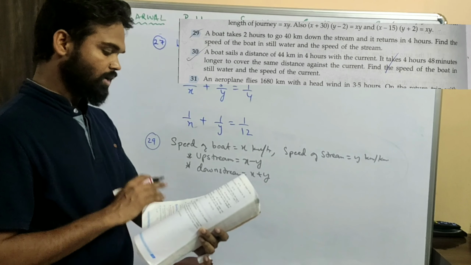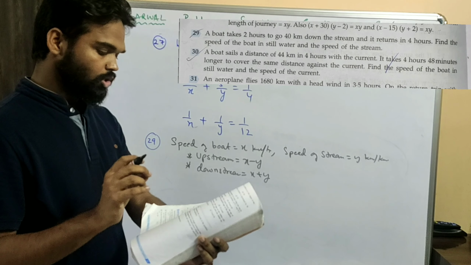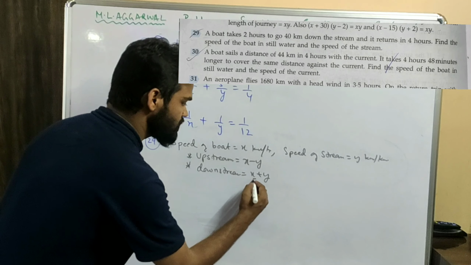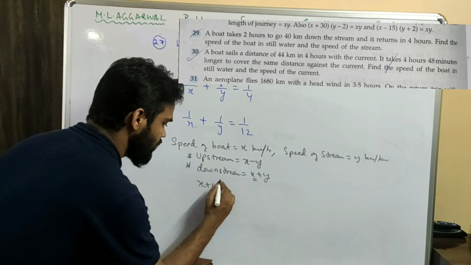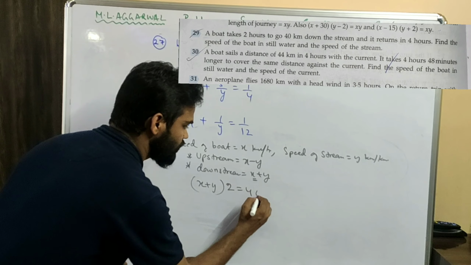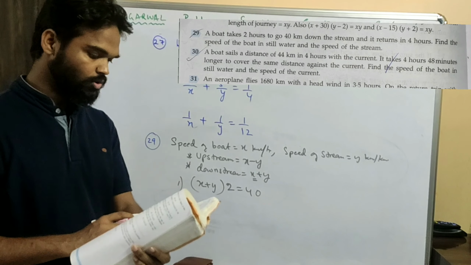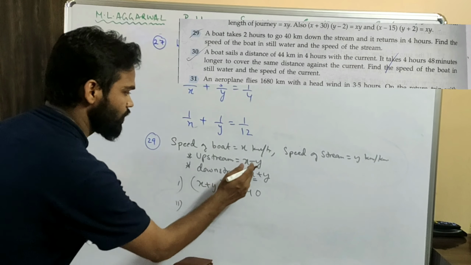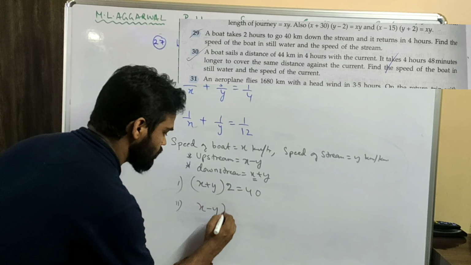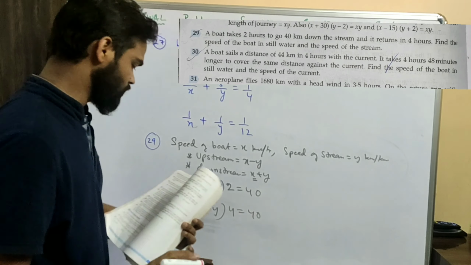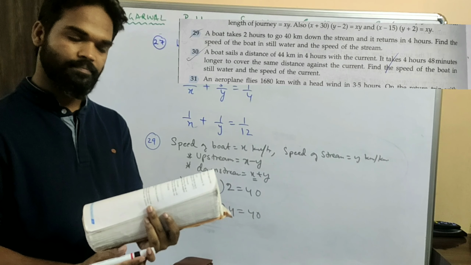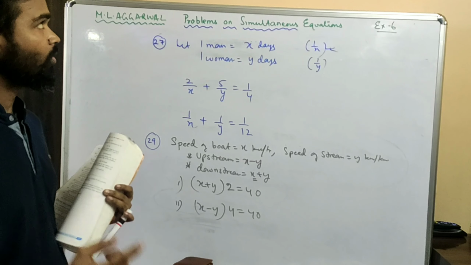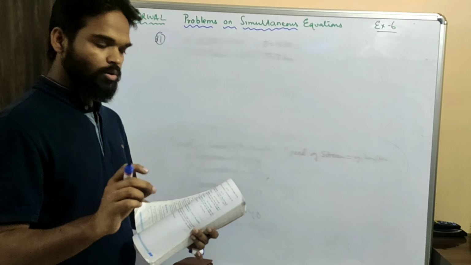Now read the sum again. A boat takes 2 hours to go 40 kilometers down the stream. So speed into time will give you distance. That's my first equation. They told 2 hours. And it returns in 4 hours. So returning means upstream. So this into 4 will be again the same 40 because the distance is the same in both cases. So this is sum number 29. Now we look at the next sum. Now look at sum number 31.